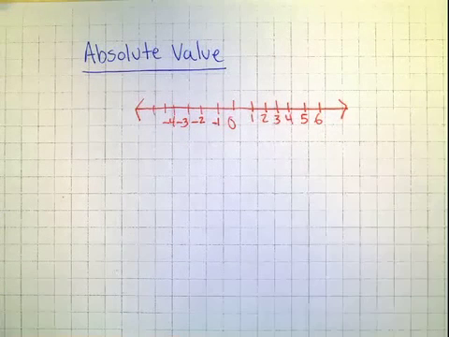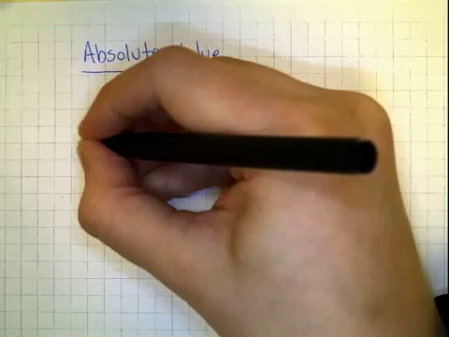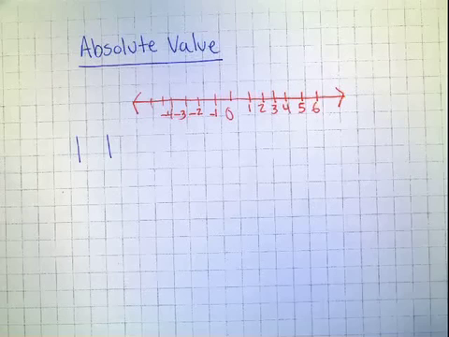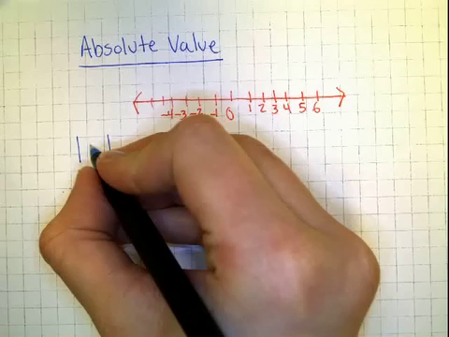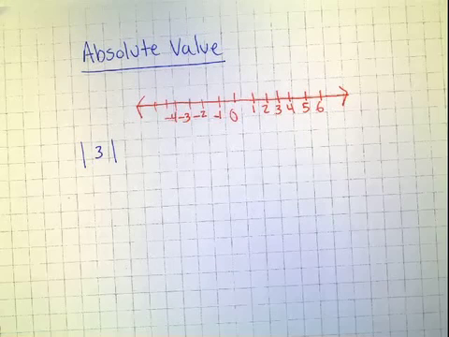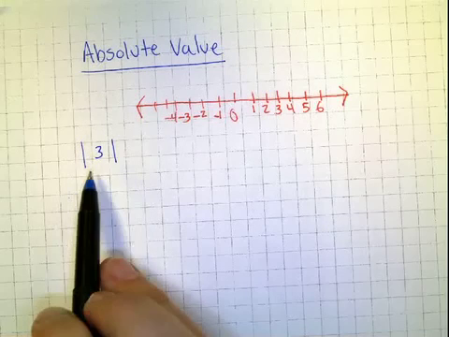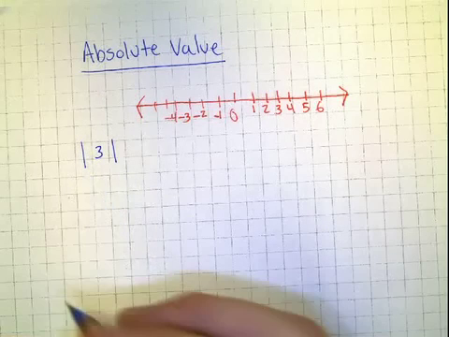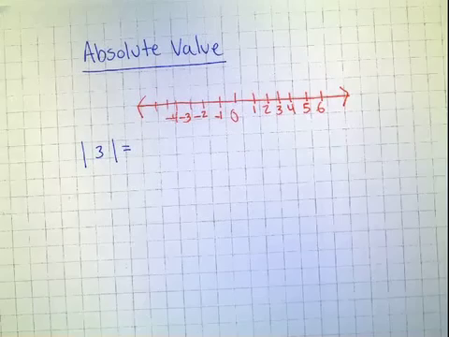The symbols that are used are these two bars that look like two straight lines. I'll put a number in there, like absolute value of 3. When I see that notation, I read it out loud. I say absolute value of 3. What does that equal? Well, it's actually really simple.